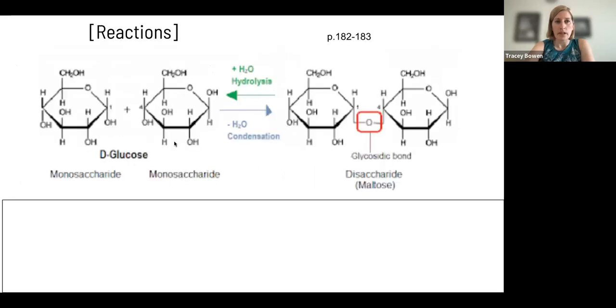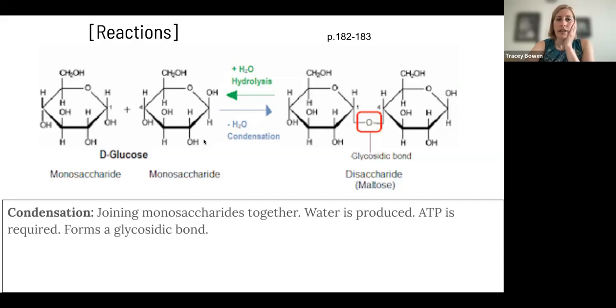elements. So when we're looking at carbohydrates, these here are monosaccharides. So they're a single unit of a carbohydrate. And there's 2 ways that reactions can happen for monosaccharides. They can join together. The monosaccharides can join together, and through a condensation reaction, water is going to be produced, and they're going to join up through this oxygen molecule. This here is called a glycosidic bond. And in this process, ATP is required to make a condensation reaction occur.